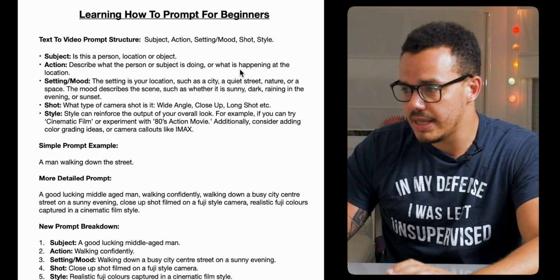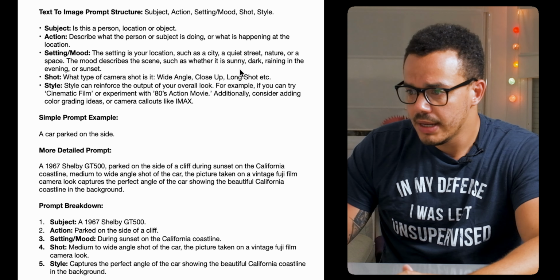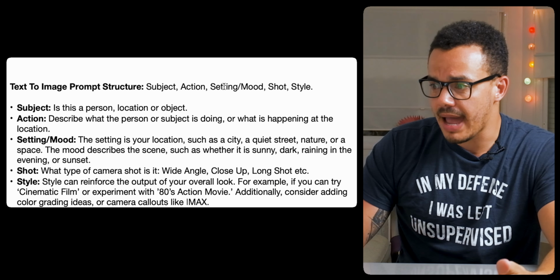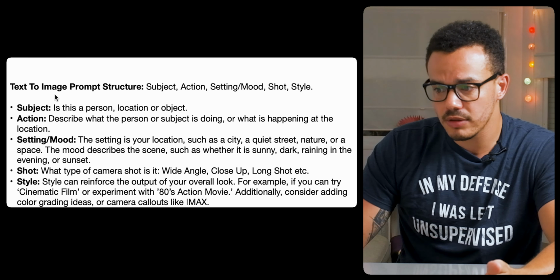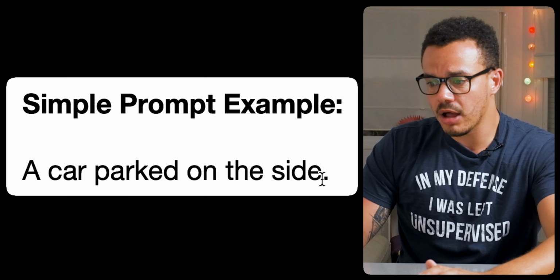If we go back to our PDF file and we scroll down, and now we want text to image, AI image and video and vice versa, they follow the same structure of a prompt, so it doesn't change. We have the subject, action, setting mood, shot and style. Simple prompt first, a car parked on the side. Nothing more, nothing less than that.